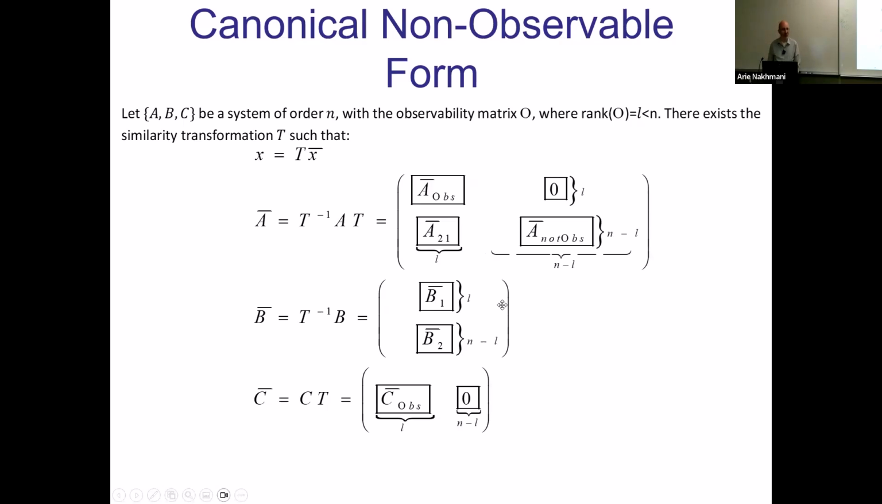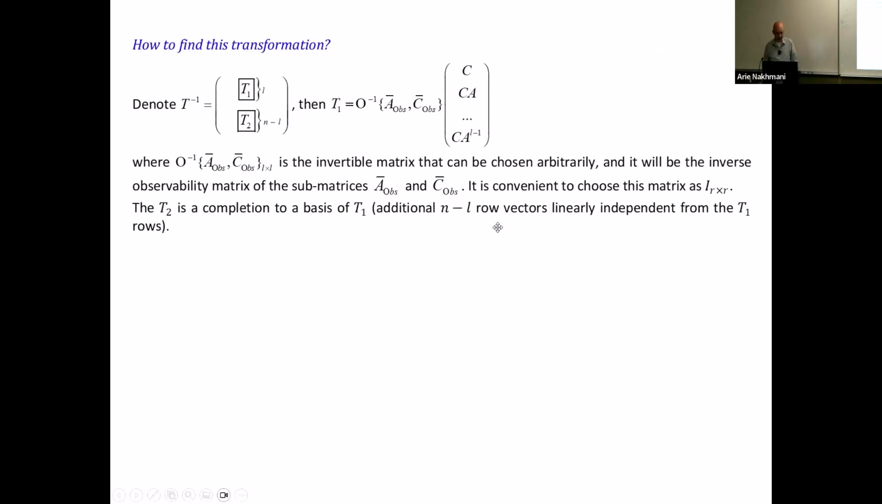Any questions on that before we get to how to compute the transform, which is again very similar to the previous one. Here's how you do that. Instead of the controllability matrix, now use the observability matrix. You take the first L rows of the observability matrix, which are practically C, CA, CA squared, and so on. L of them, which is the rank of the original system.